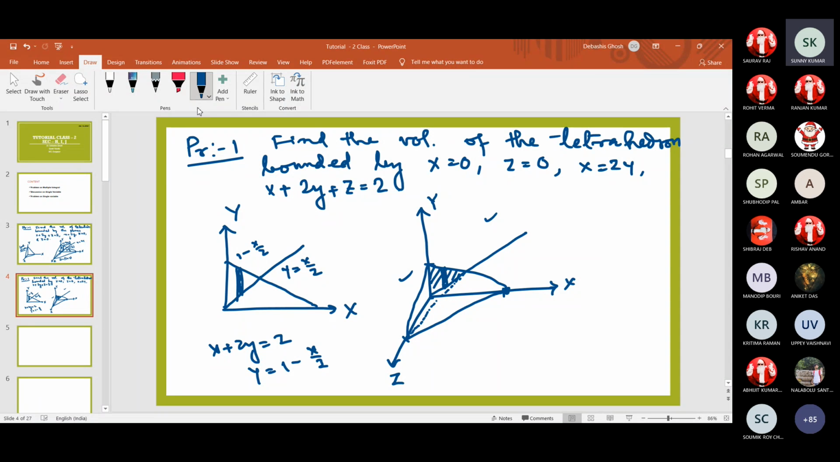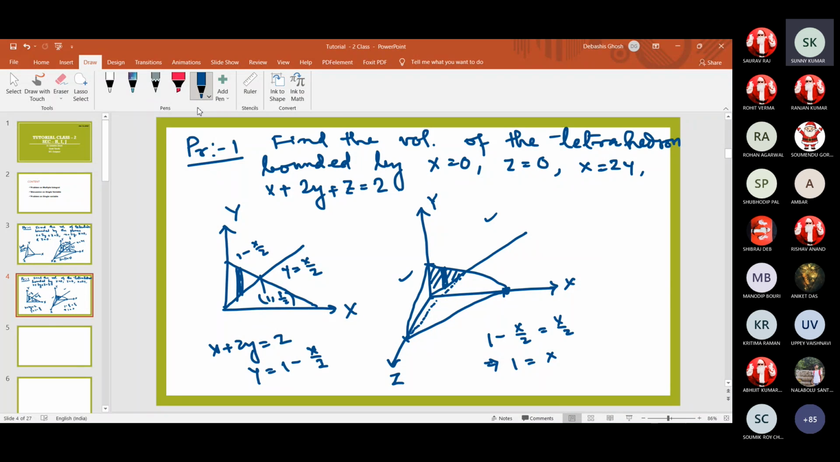Now we can move x from 0 to the point of intersection of these two. So 1 minus x by 2 equals x by 2. That gives 1 equals x. So that is the point of intersection. This point comes to x equals 1, and y equals half.